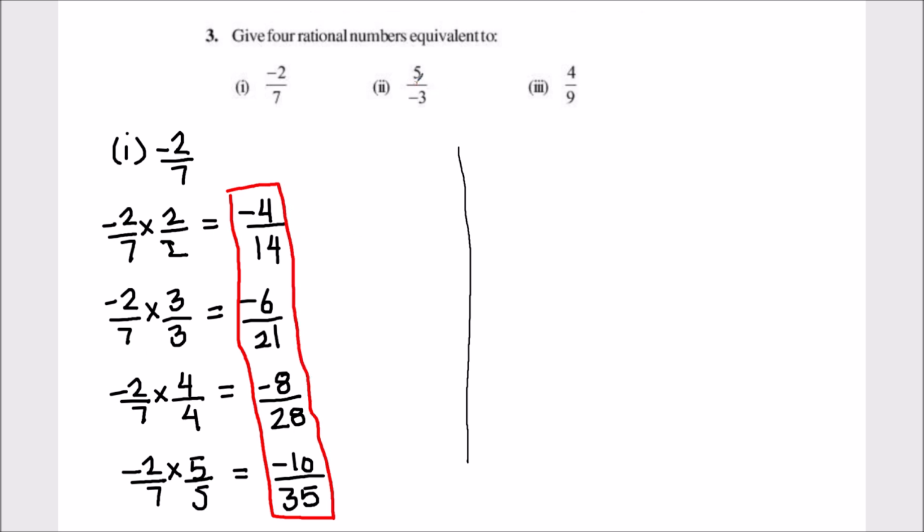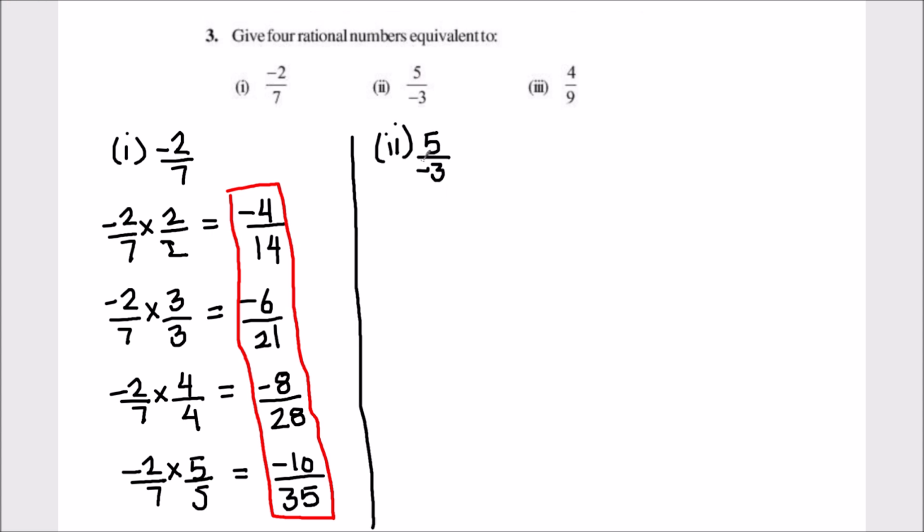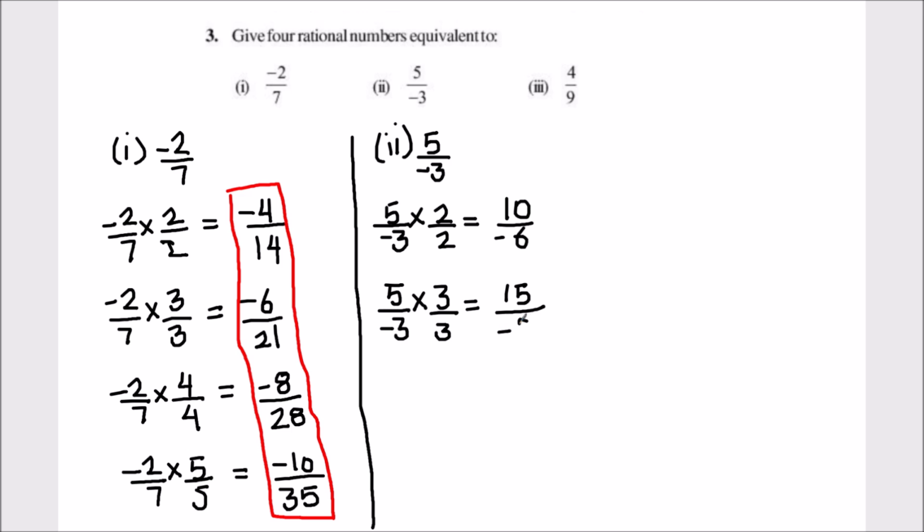Let's do the next one, which is negative 5 upon 3. To find the equivalent fractions, we are going to repeat the same process and multiply and divide by different numbers. For the first number, let's multiply and divide by 2. So 5 times 2 is 10 and 3 times 2 is 6, and it's a negative number, so negative 6. Next we have 5 over negative 3 and we multiply and divide by the next number, which is 3. So 5 times 3 is 15 and negative 3 times 3 is negative 9. So this is the next equivalent fraction to 5 over negative 3.